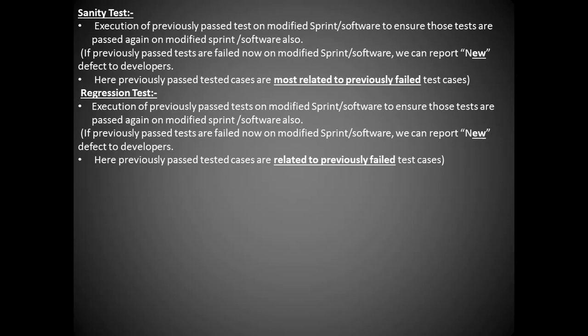Regression testing means execution of the previously passed tests on the modified sprint to ensure those tests pass again on the modified sprint. It should not affect any other coding areas. The execution is on the happy path itself, not on any unhappy path. If we find any bugs, we can report a new defect to the developers.